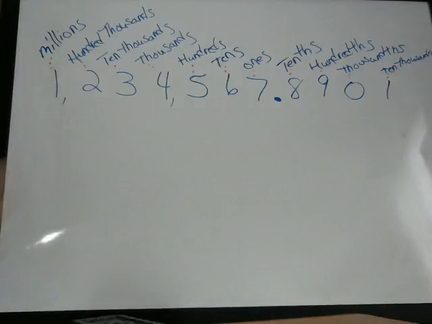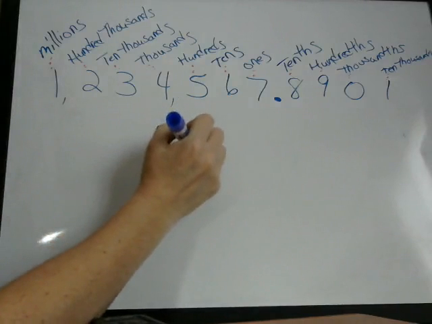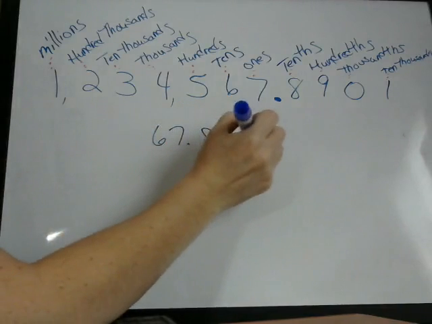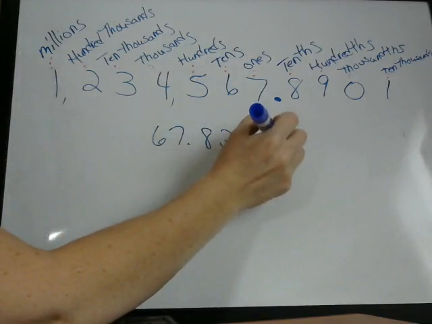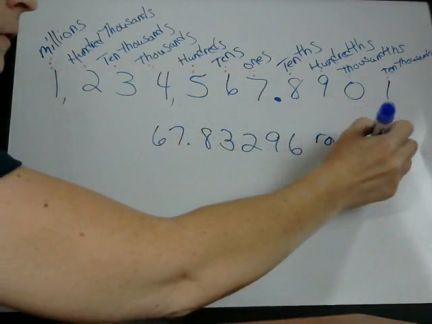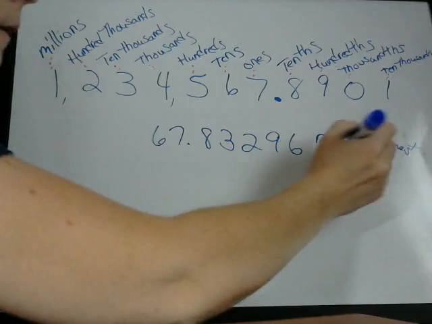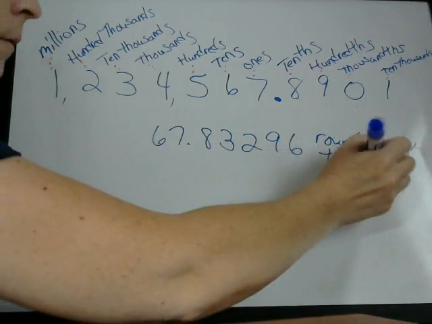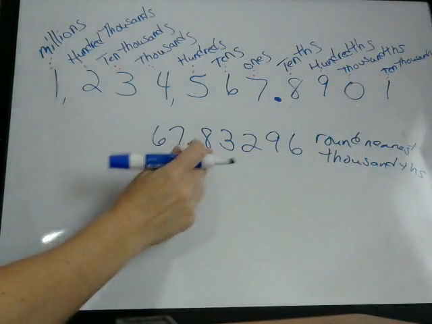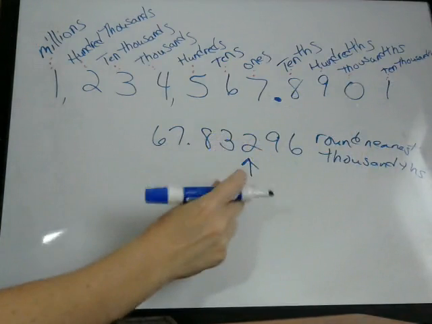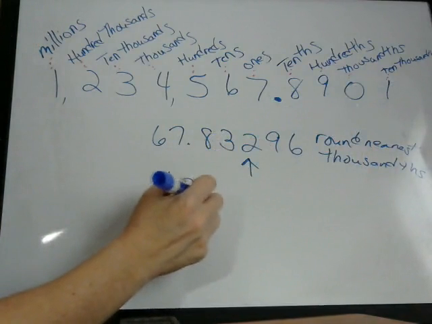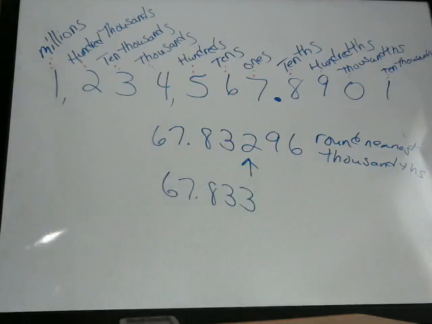If we have 67.83296, round to the nearest thousandths. That's this position, the third position. 1, 2, 3. That's the 2. You look to the right, it's a 9. So we know we're going to add 1 to that. So that's the answer.